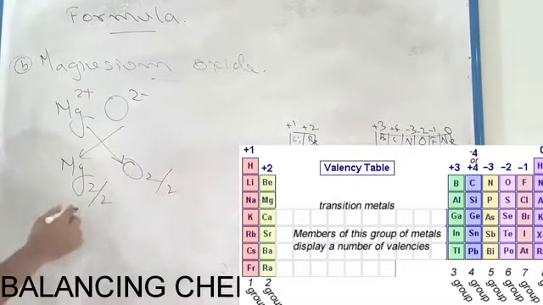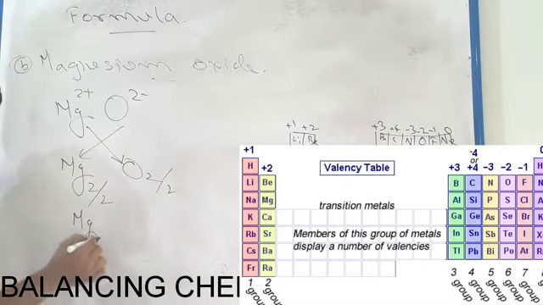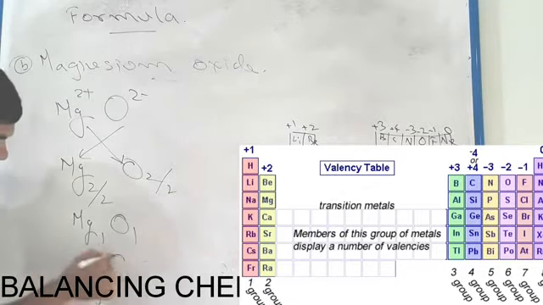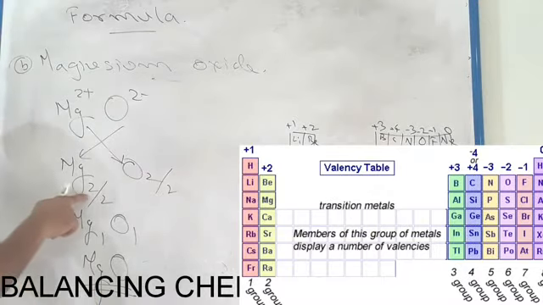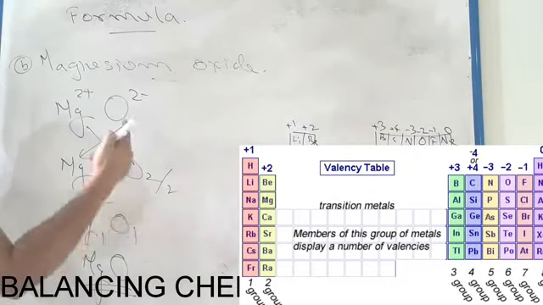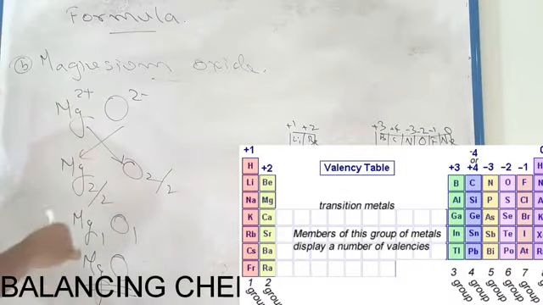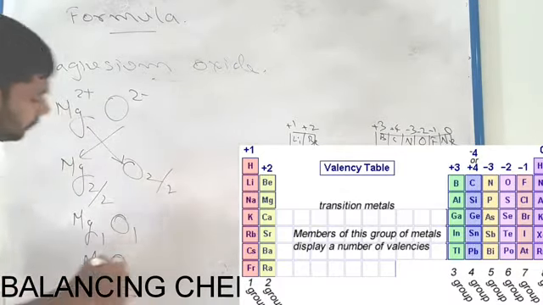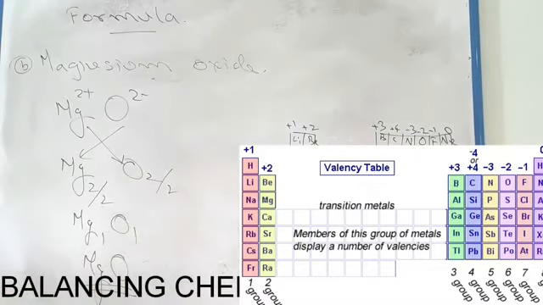We can simplify this, 2 by 2, it is 1. Again 1, no need to write it. So the formula is magnesium oxide, MgO. Here in this step we have to simplify with a common number. So this is the formula, magnesium oxide.